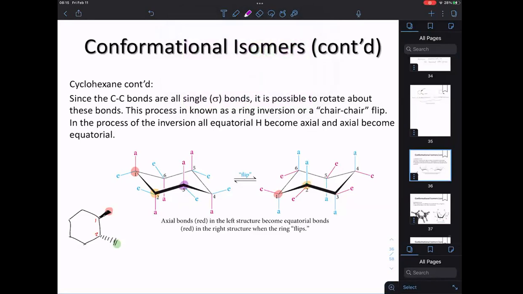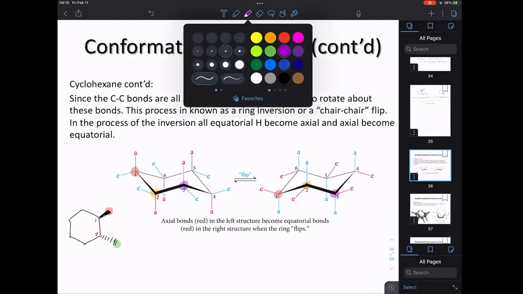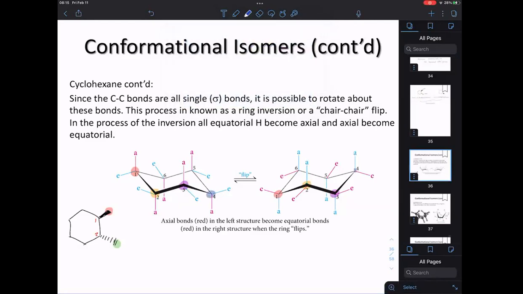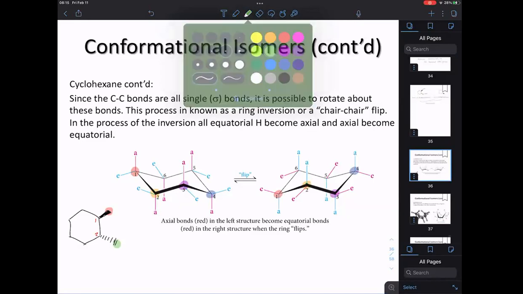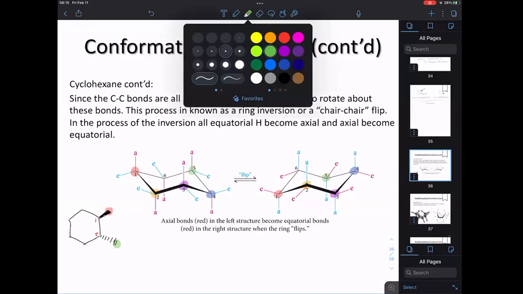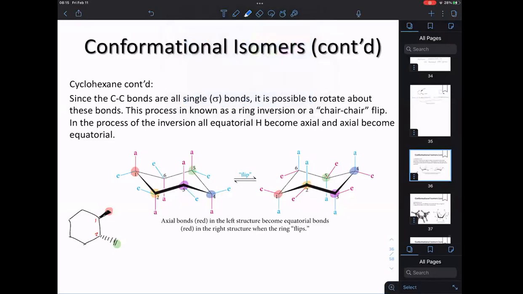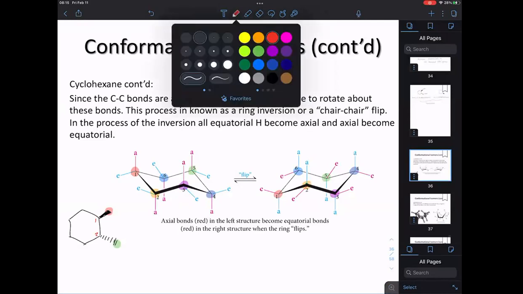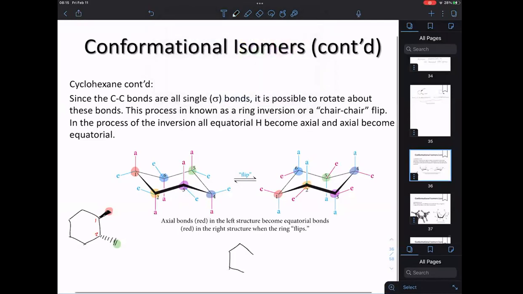Carbon 3 was up, now it's down. Carbon 4 was down, now it's up, et cetera, et cetera. Okay, so the carbons that used to be pointed up are now pointed down. And the carbons that used to be pointed down are now pointed up. All right, so cyclohexane is flipping back and forth between these two. If you have just regular old cyclohexane, no substituents on there, then there's an exactly 50-50 split between these two conformations.